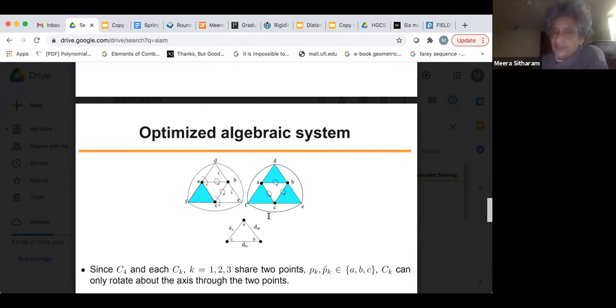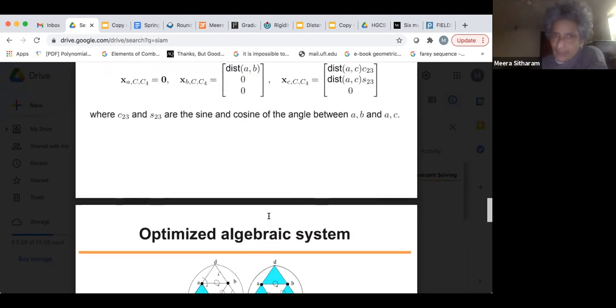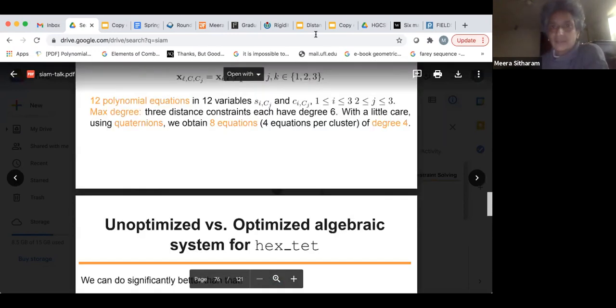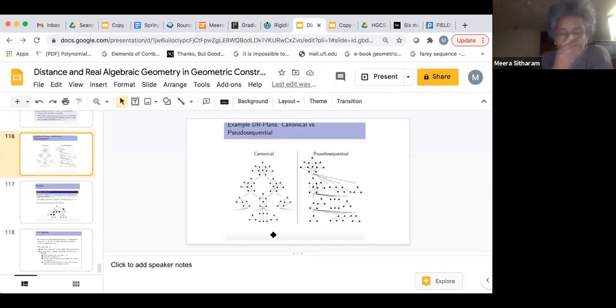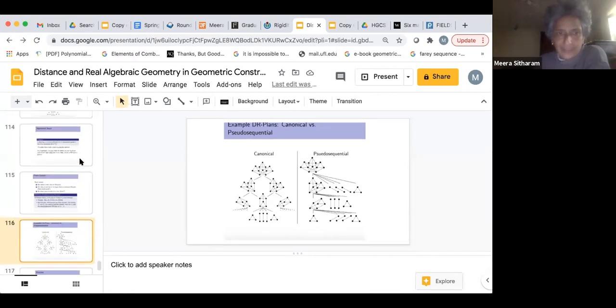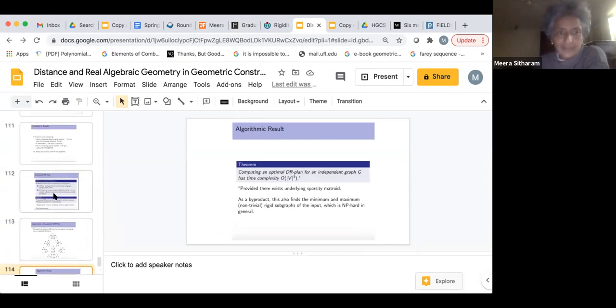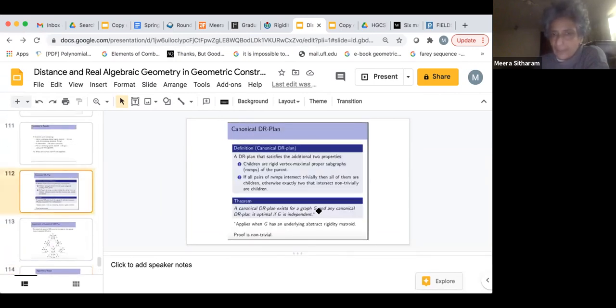That's the recombination part. And then the first part is, how do you even get the decomposition and optimal decomposition? The first part is purely combinatorial. There's nothing other than graphs. The whole thing will be graphs, what we talked about here. And the key proof that we will do is that computing a DR plan is in order V cubed. This is the key theorem. And the other theorem is that a canonical DR plan exists for a graph, and any canonical DR plan is optimal if G is independent. So these are the two proofs that we will do here.